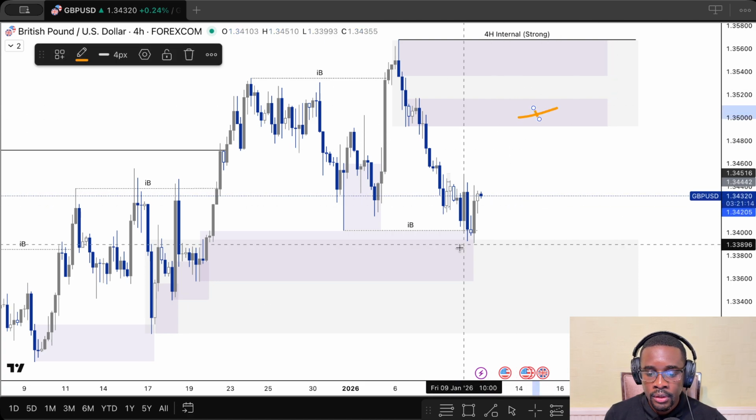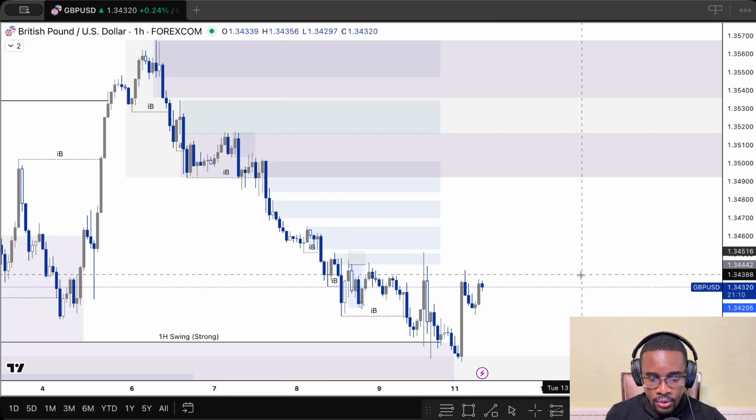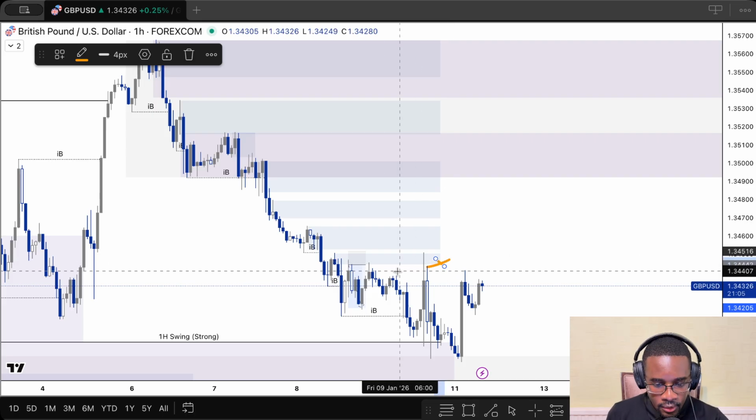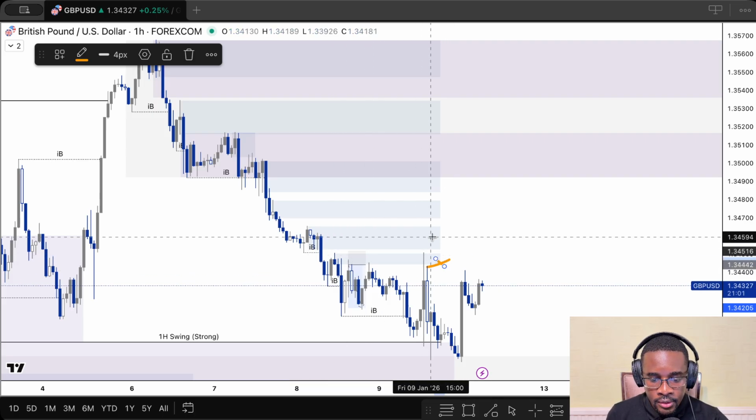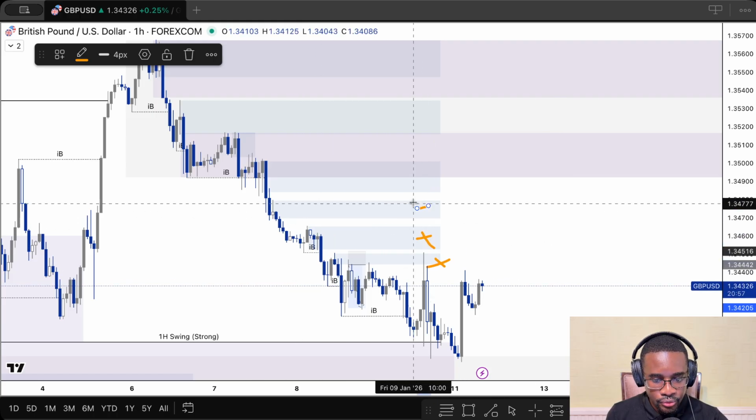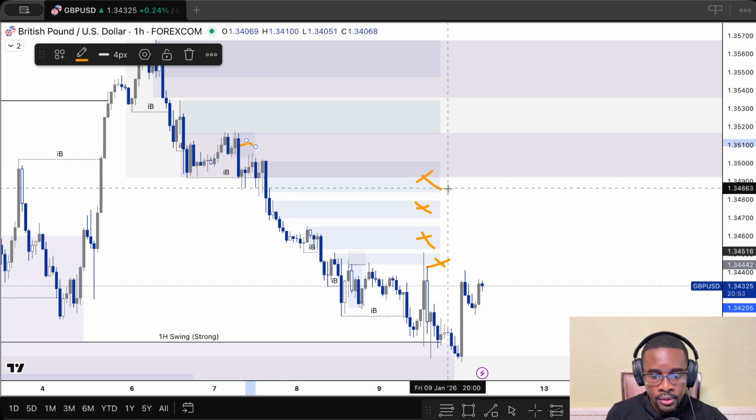So as it stands, what we are looking at, let's see. Let's look at 1H. So this POI on 1H has been mitigated. This one is still fresh. This one is still fresh. That one is still fresh. This one has been mitigated.